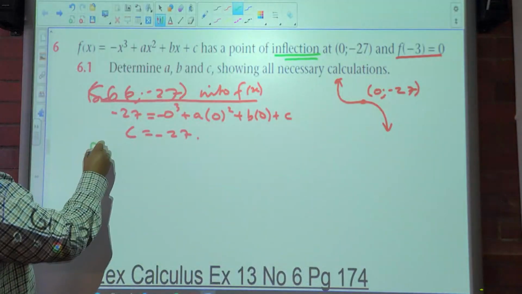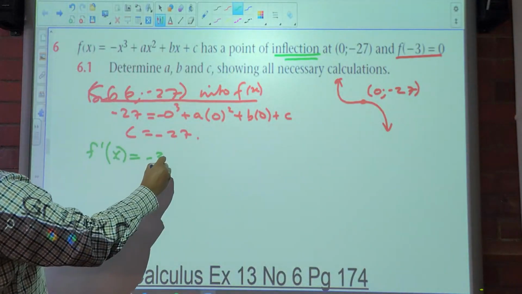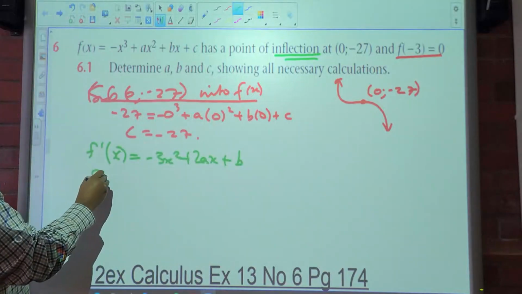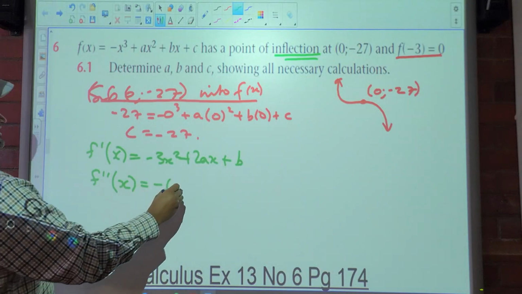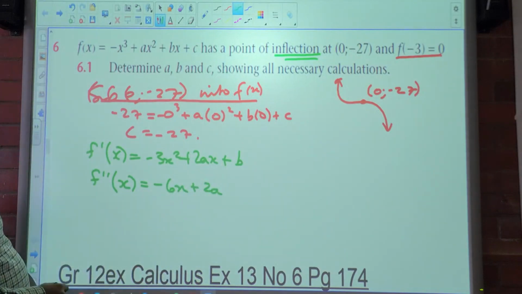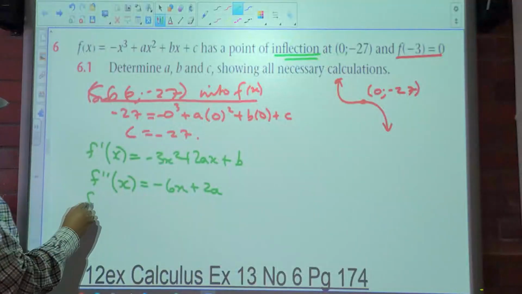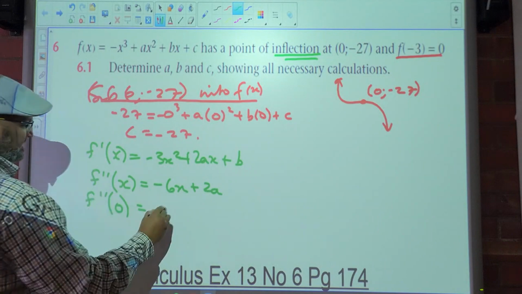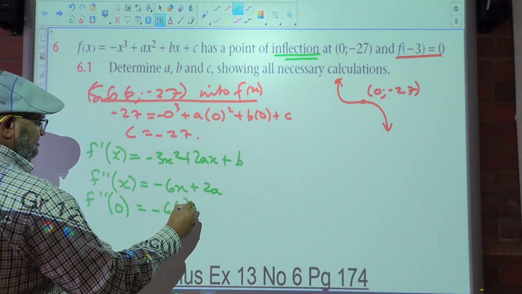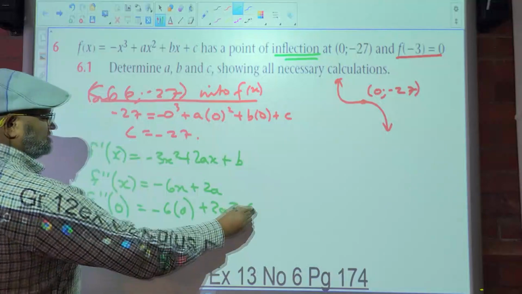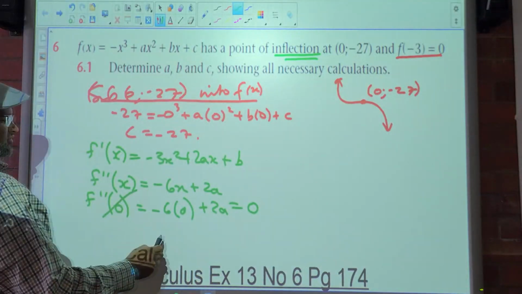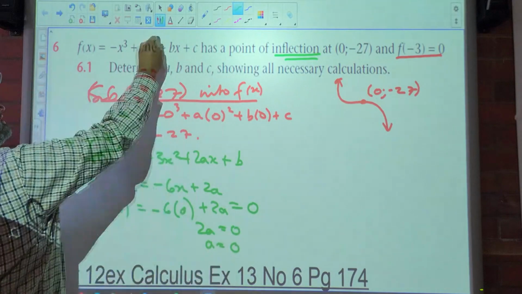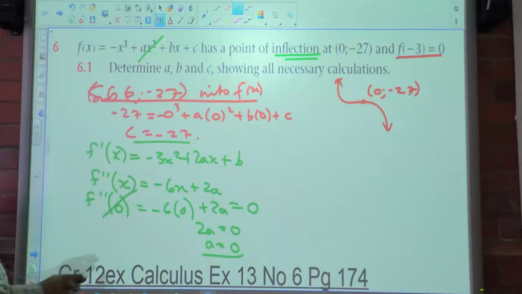So we work out our second derivative. The first derivative is going to be negative 3x squared plus 2ax plus b. Now differentiate again, which is negative 6x plus 2a. But we know that the point of inflection occurs at 0. So f double dash of 0 is going to be negative 6 times 0 plus 2a, which is equal to 0. So that falls away. So 2a is equal to 0, so a is equal to 0. So there is the a sorted out and your c sorted out.